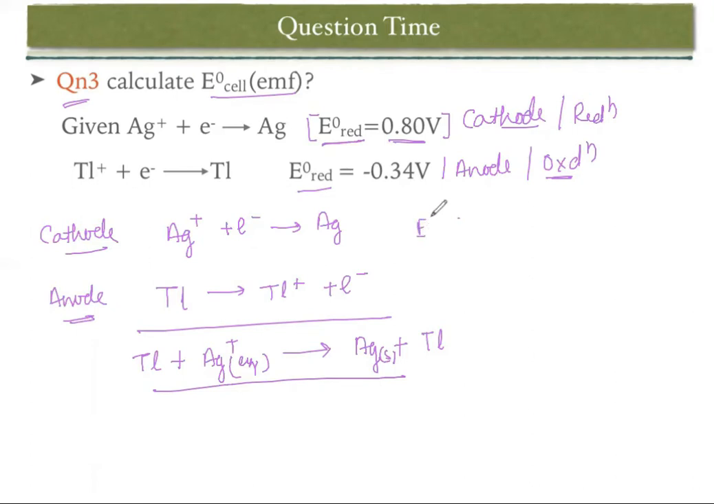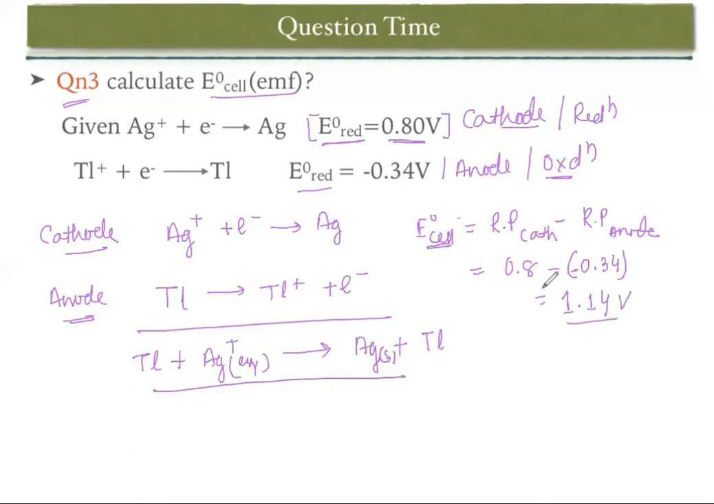Okay. So E naught of cell is nothing but reduction potential of cathode minus reduction potential of anode. So if we do that in terms of reduction potential, this is cathode 0.8 minus 0.34. Okay. So if you calculate this value, you will get 1.14 volt. Okay. This is one type of approach.